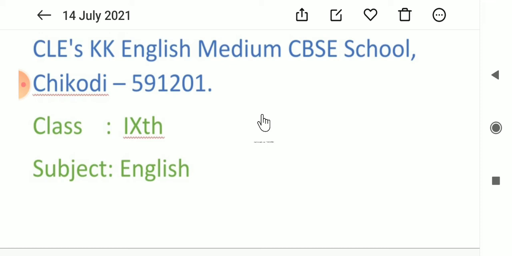So students, let's discuss this 9th standard NCERT textbook. Students, if you see NCERT, what is it? NCERT is the National Council of Educational Research and Training, and this textbook is followed throughout India, wherever you will find a CBSE school.